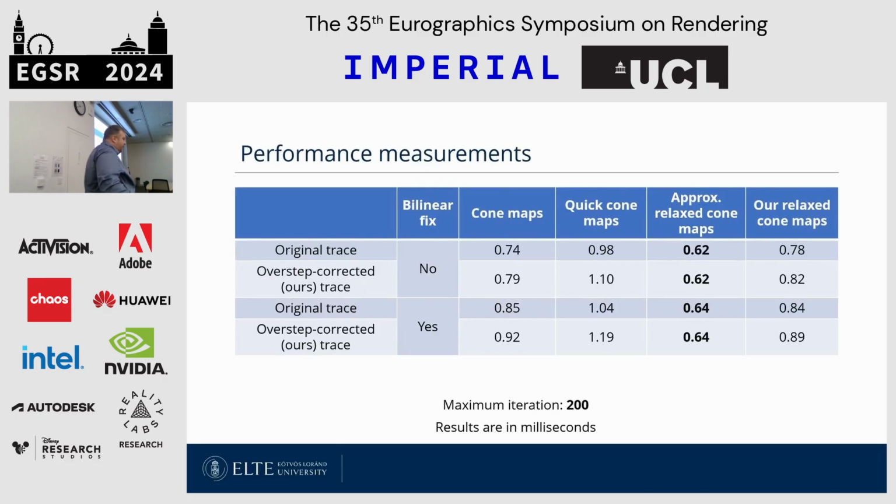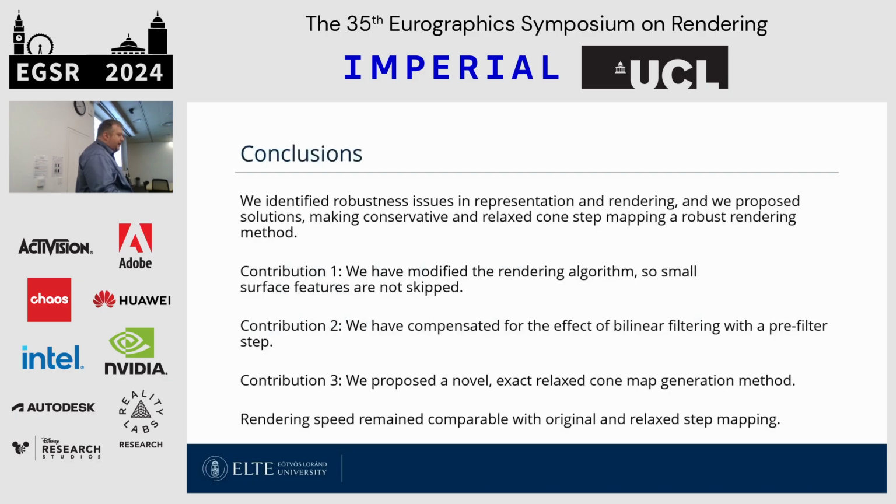But if we use 200 iterations, the numbers show basically the same. The approximated relaxed cone step map is faster, but our method is comparable to the original cone step map. So as a conclusion, we identified robustness issues in the representation and the rendering algorithm, and we proposed solutions, and we made the conservative and the relaxed cone step mapping techniques a robust rendering method.